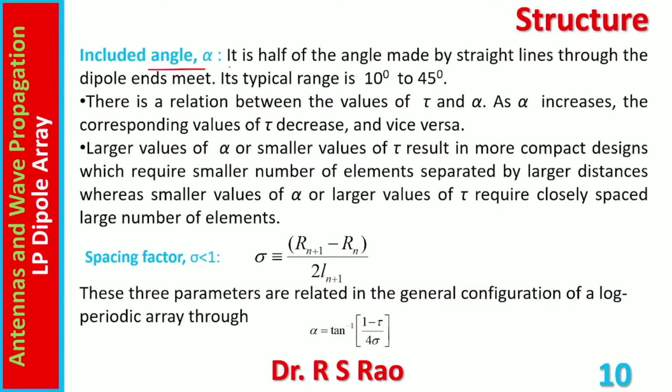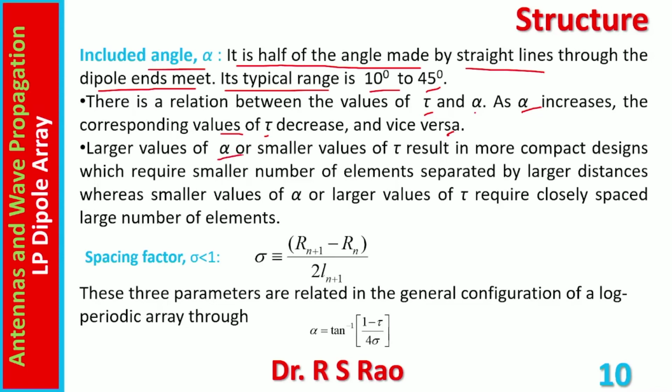Included angle alpha, some important points regarding included angle. It is half of the angle made by straight lines through the dipole ends meet. Its typical range is 10 degrees to 45 degrees. There is a relation between values of tau and alpha. As alpha increases, corresponding values of tau decrease and vice versa. Increase in alpha leads to decrease in tau and vice versa.